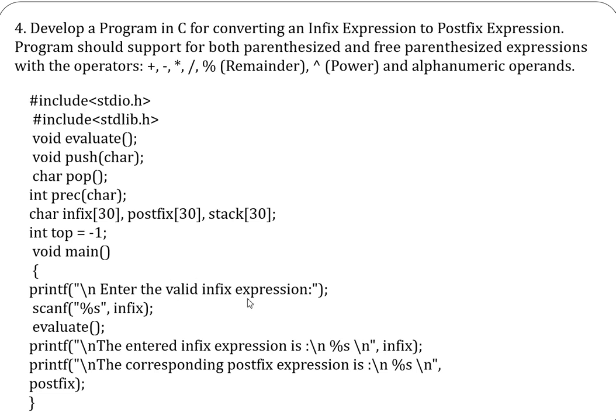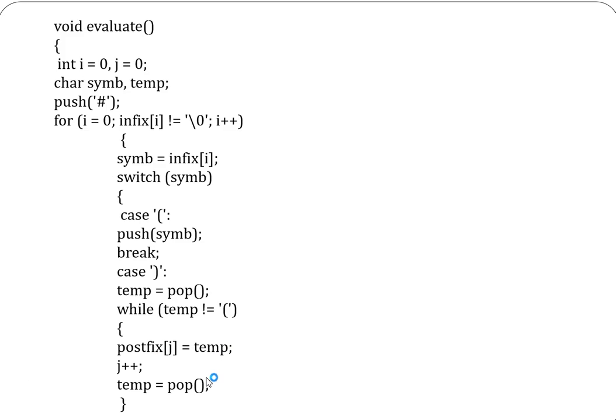So we need to enter a valid infix expression, store it, and evaluate it. Once the program execution starts and the compiler detects the evaluation, it will move to the evaluate function. In this evaluate function, we declare two data types, integer as well as character, and we push an element, a hash, onto the otherwise empty stack. Then we loop while the infix is not equal to the null character.